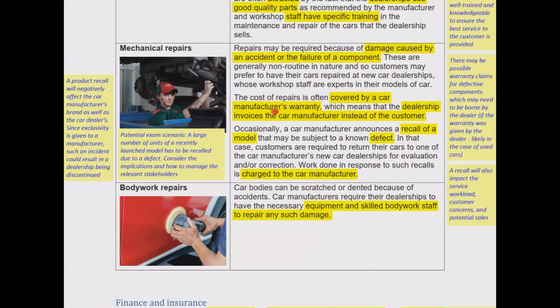But if I am bringing in a car under a warranty for a repair, not because I've had an accident, but because one of the components of the car has failed, that means the customer can bring it back to the dealership, it fixes it, and then the dealership invoices the car manufacturer. Repairs under warranty are free to the customer. So what that means, though, is that the repairs are very much controlled by the manufacturer, because the manufacturer will require certain approved parts to be used if a car is being repaired under a warranty.